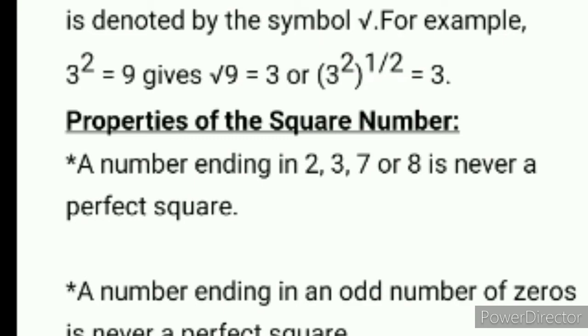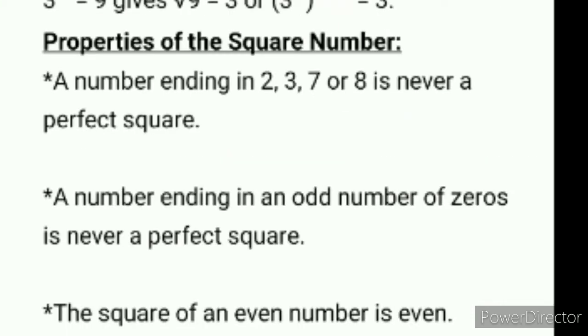If a number is a perfect square, that number should end with 2 zeros. Next point. A number ending in an odd number of zeros is never a perfect square. Yeah, just now I said, no? A number ending with 1 zero, that is 250, is not a perfect square. A number ending with 3 zeros, that is 25,000, is also not a perfect square, right?